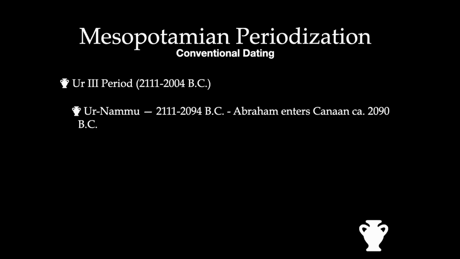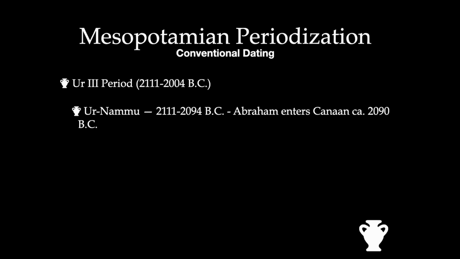The most famous founder of the Ur-3 period was a king by the name of Ur-Nammu, who lived 2111 to 2094 BC. We're going to come to Abraham here in a moment, but Abraham was born about 2166 BC, and we believe that he left Ur around 2090, somewhere around 2090 BC or so. And this would have been right at the beginning of the reign of Ur-Nammu.